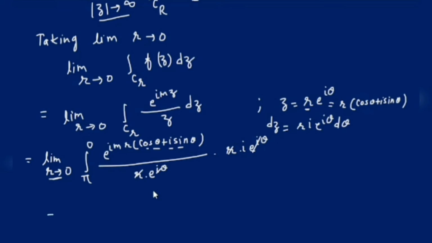Okay, so after applying the limit, we will get iota times the integral from pi to 0 of d theta. Okay, so after evaluating this, we will get minus iota pi. It is equation number 4.